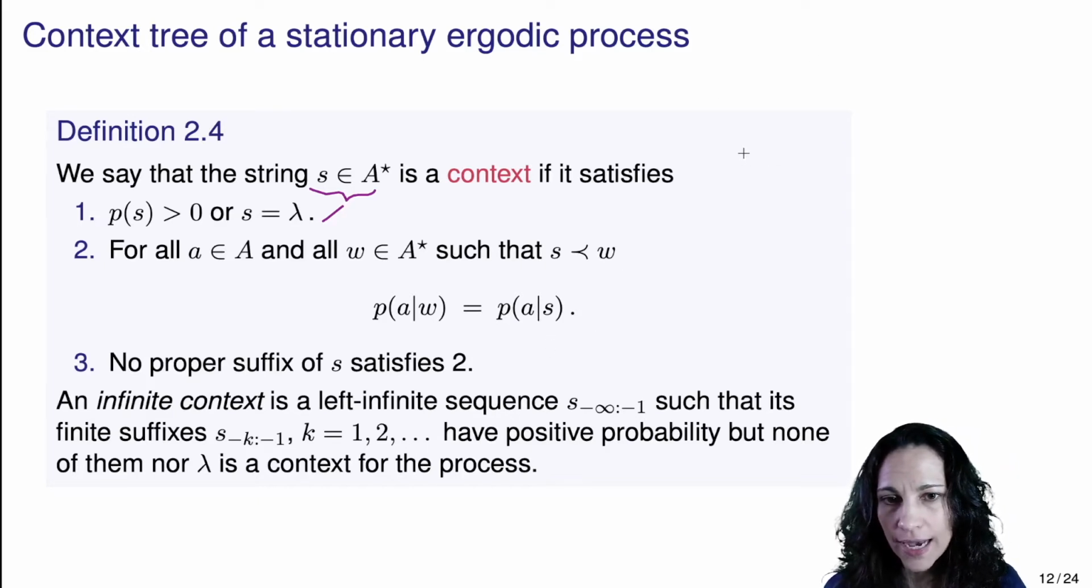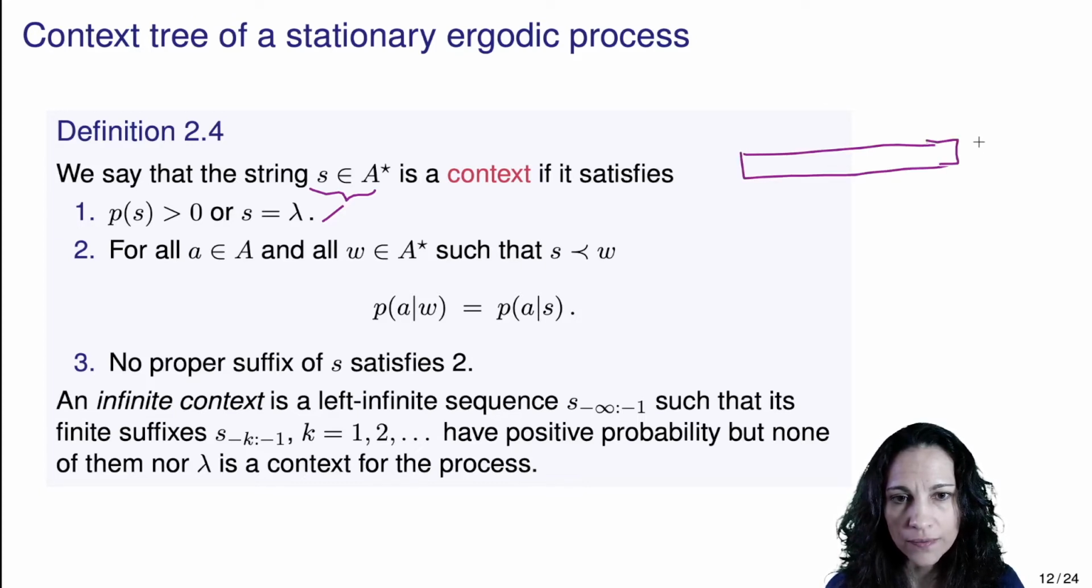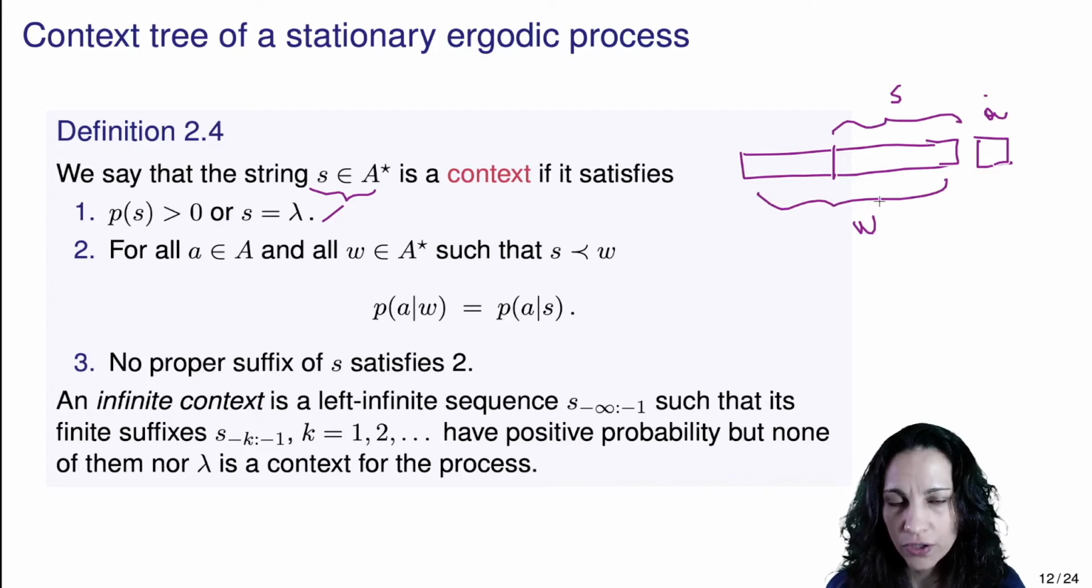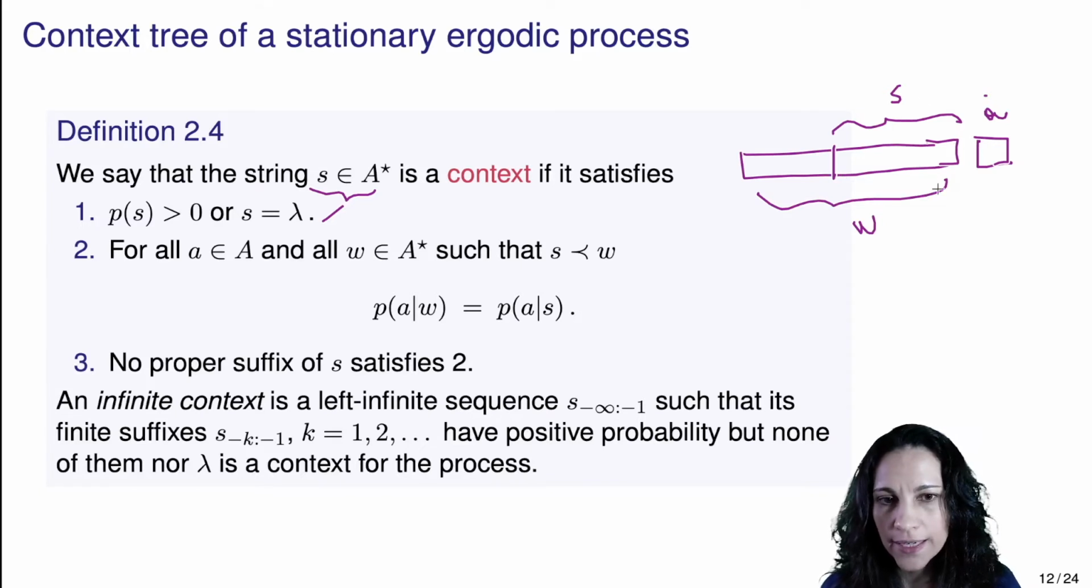So that means that in our process, if we want to know the probability here of seeing a symbol a, given that we saw s here, and here is the sequence w, so s is a suffix of w, that means that s is sufficient to predict the next symbol in the sequence. So given w, all that we need to know is the symbols in the sequence s.